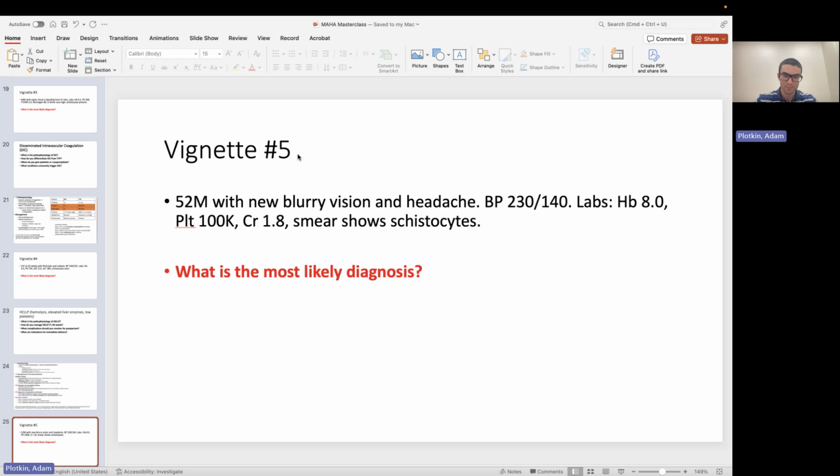For vignette number 5, we got a 52-year-old male. He has new blurry vision and headache. His blood pressure is 230 over 140. His labs show a hemoglobin of 8, platelets of 100,000, creatinine of 1.8, and his smear shows schistocytes. What is the most likely diagnosis? So pause your screen and think about it.